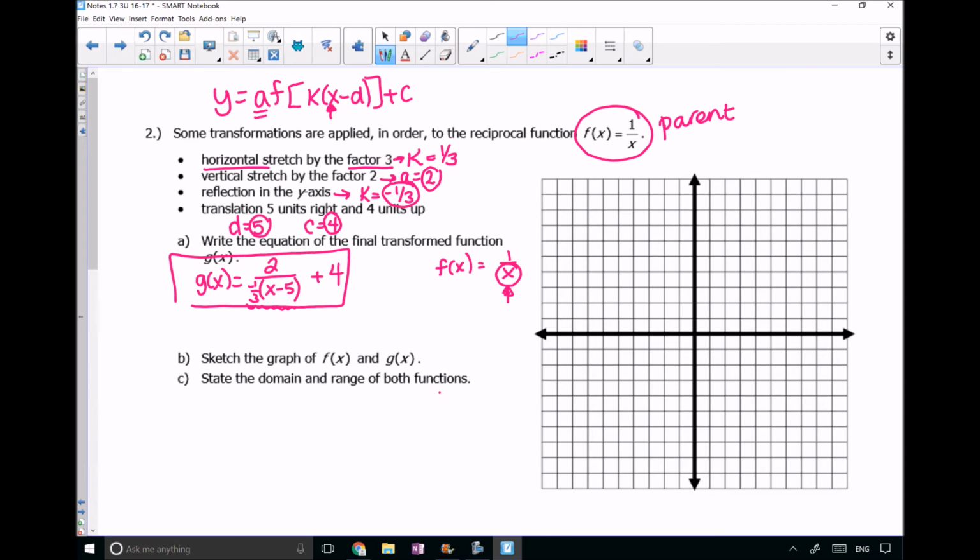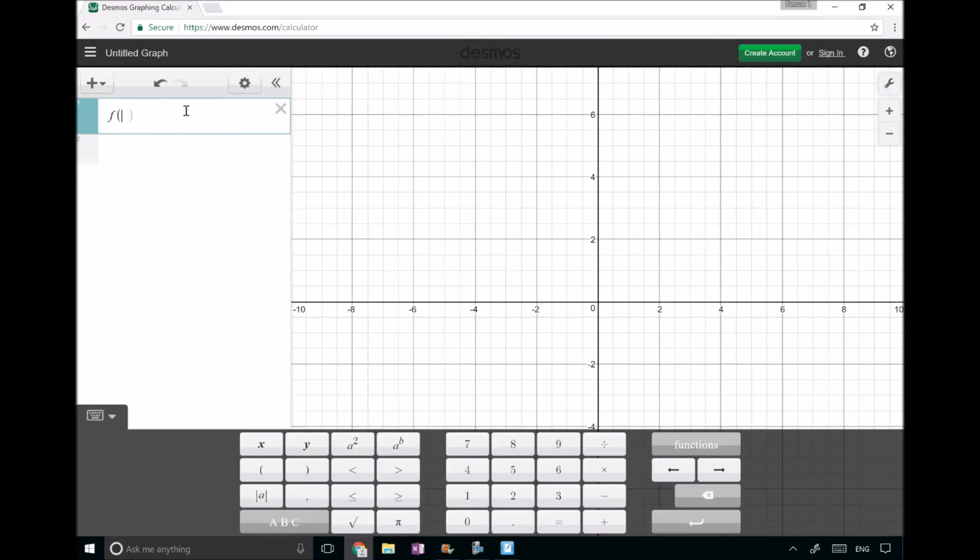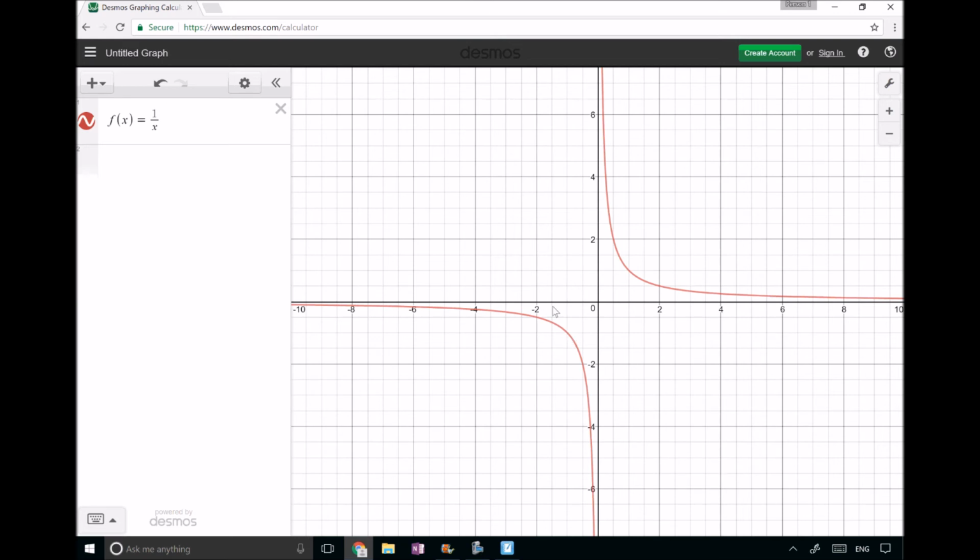So now it asks us to sketch the graph of f of x and g of x. So I'm going to just set up my graph again. Make sure you label x and y. I'll label this 0. I'm going to go by units of 1 again. So f of x equals 1 over x. And if you remember, this is what the parent function will look like right here. The key points that we have here are going to be -1, -1, as well as 1, 1. Those are two key points.